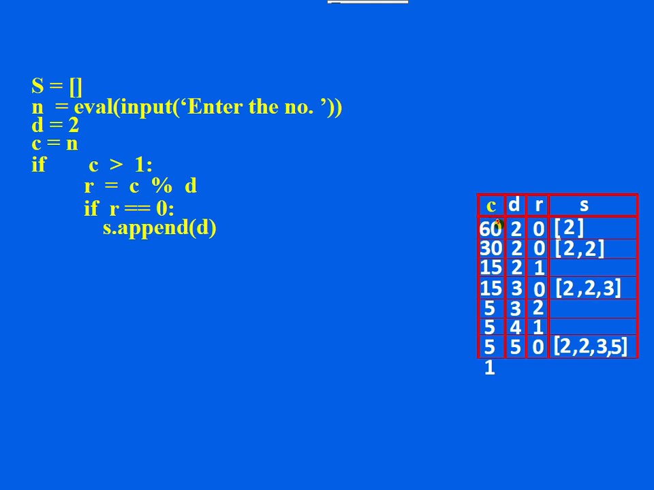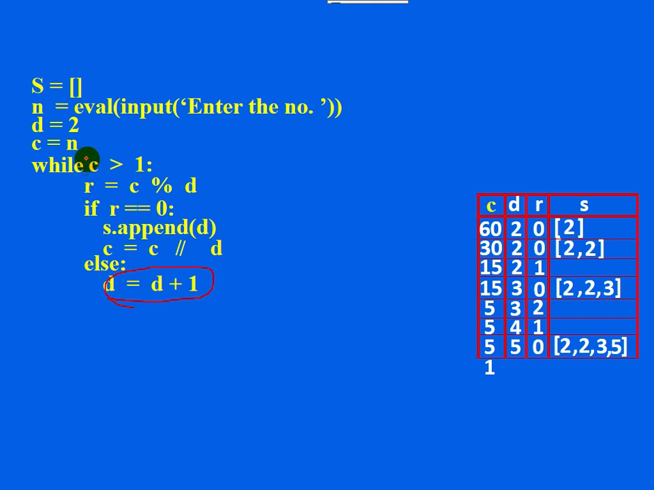What next? C must be reduced by dividing it with d. So c is equal to c divided by d. But division operator returns the answer as a decimal number, so use floor division. Now otherwise, if the remainder is not 0, what is to be done? No change in n. Check whether the next d is a factor of n. So next d means d is equal to d plus 1.